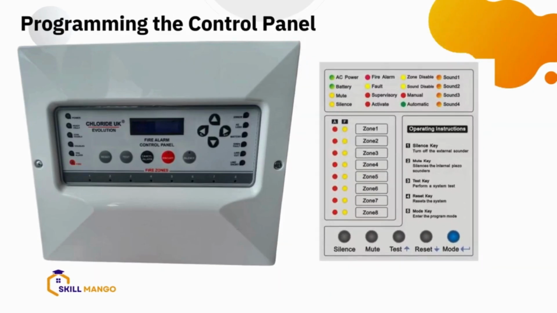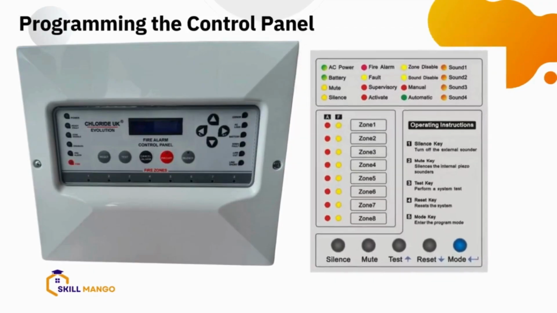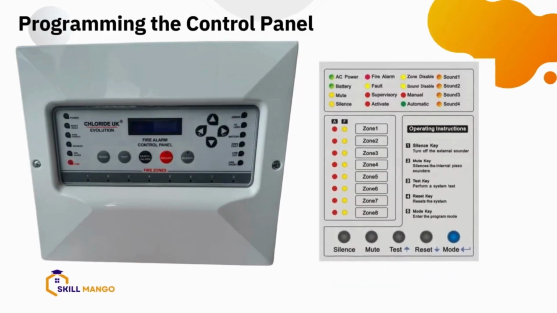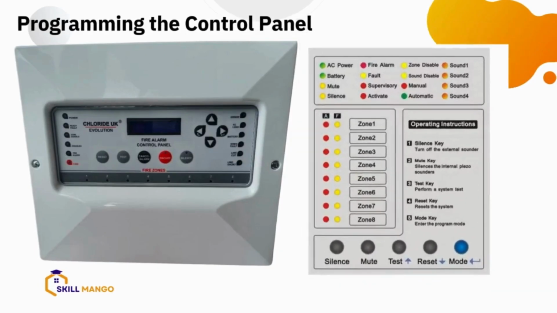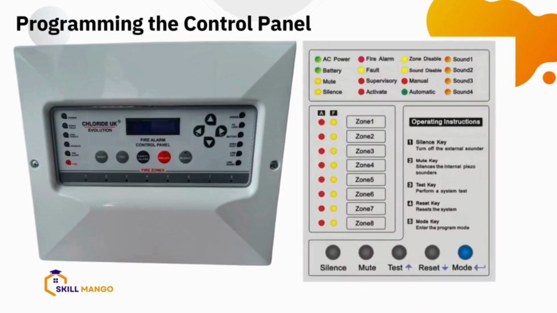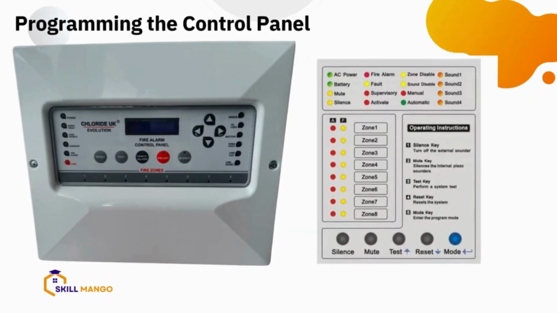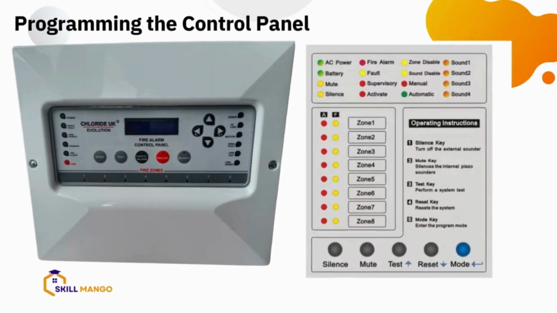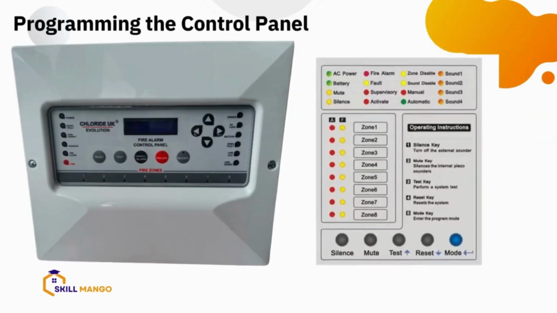Step 2, define your zones. Step 3, assign devices to zones. You can say, okay, all these devices on this floor belong to these zones. Step 4, set alarm settings. You have to set the settings of the alarm. The next one is test and verify. When you have done your testing and verification, you can now exit the programming mode. This is very simple. This applies to most panels.